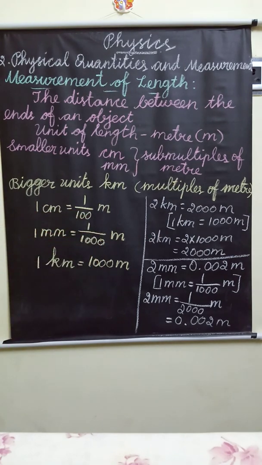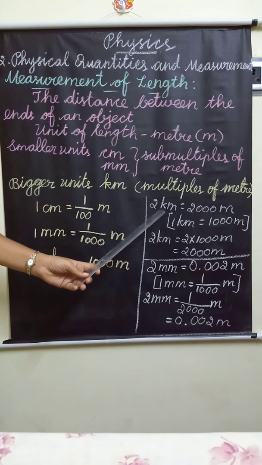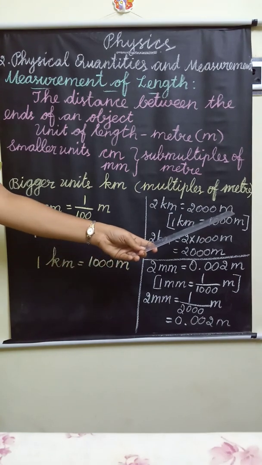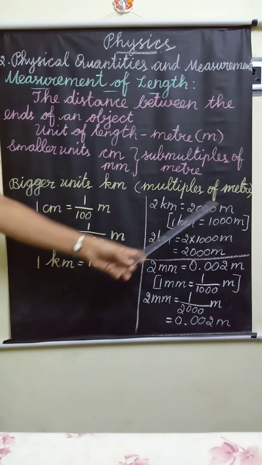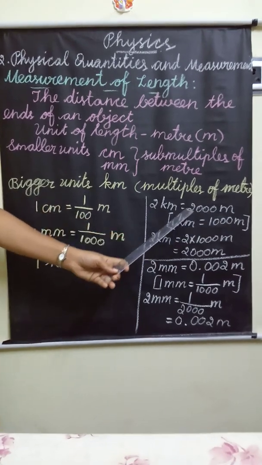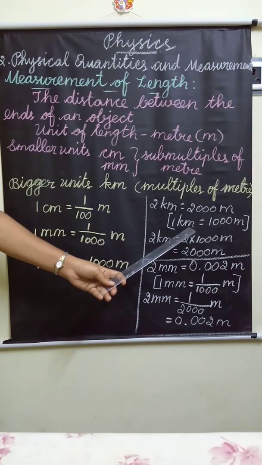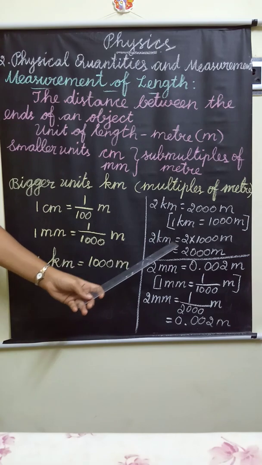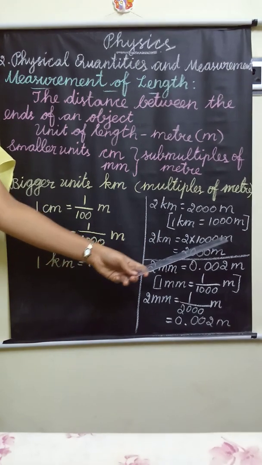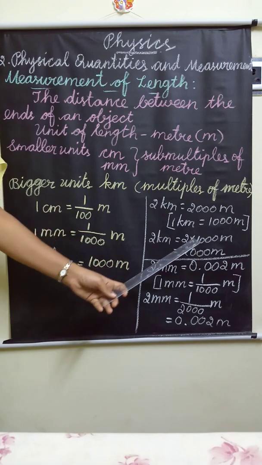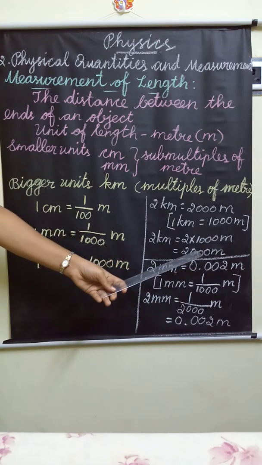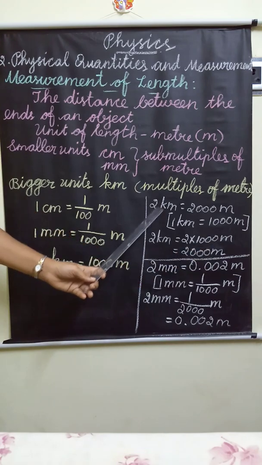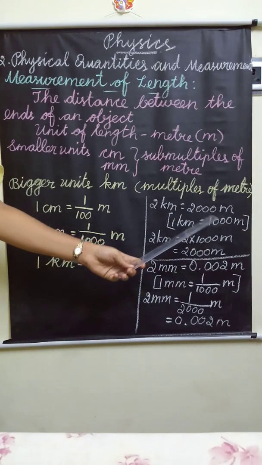For example, the distance of your school from home is 2 km rather than 2000 meter. 2 km, we have to convert kilometer into meter. 2 km is equal to 2000 meter. How did it come? Already we know the formula: 1 km is equal to 1000 meter. So, 2 km is equal to 2 into 1000 meter. We have to multiply 2 into 1000, which is equal to 2000 meter.